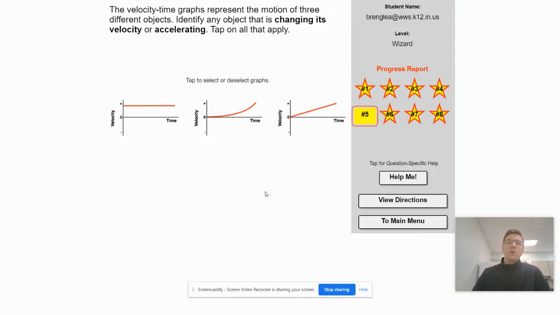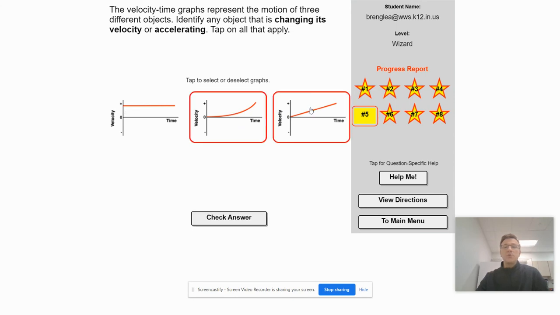And our final question here, it says, which of these are changing velocity and accelerating? So the one on the far left is constant velocity. The middle and the right are changing velocity because they are increasing their value along the y-axis.